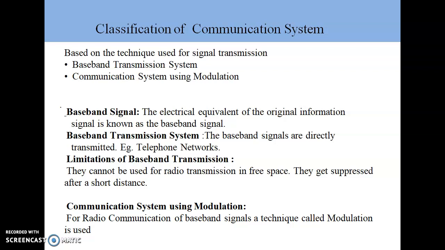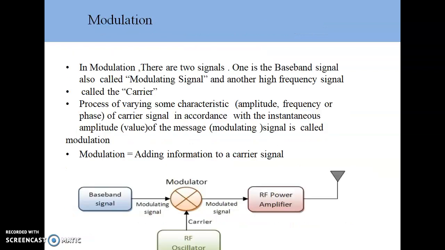Now, this system has its own limitation. That is, when your baseband signal is to be transmitted using free space as a medium for transmission, the voice signals get suppressed after a short distance with time. So, if we were to transmit baseband signals using radio communication, we need to adopt a technique called modulation. And the type of system will be communication system using modulation.